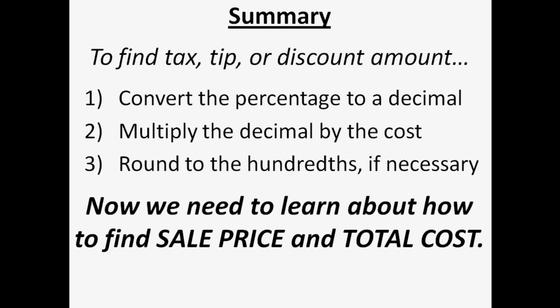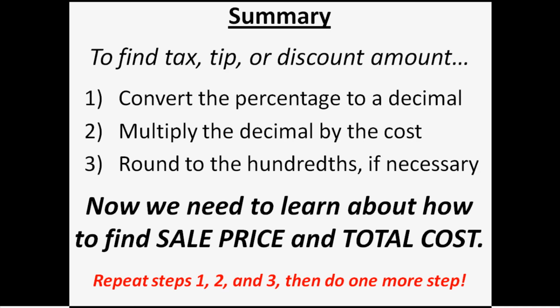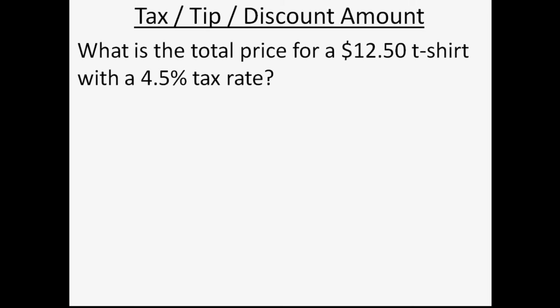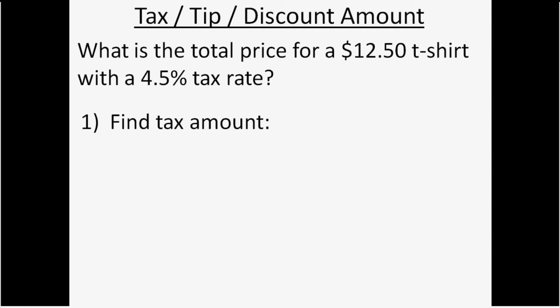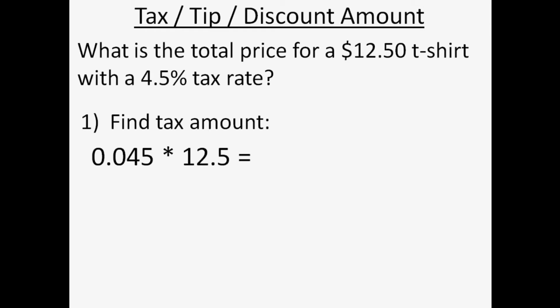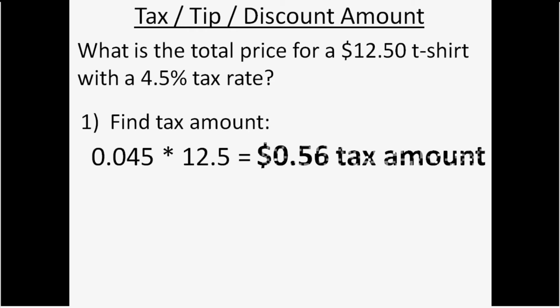Now we need to learn how to find sale price and total cost. Basically, you repeat what we just did and we do one more step. It's real easy. So this looks a lot like our previous problem. It says, what is the total price for a $12.50 t-shirt with a 4.5% tax rate? Well, we find out what our tax amount is. We do that by multiplying the 4.5%, 0.045, multiplying it by $12.50, just like what we did before. So that's our tax amount.